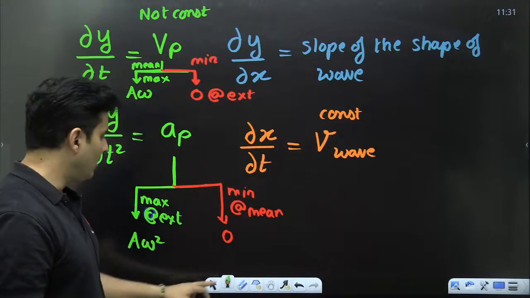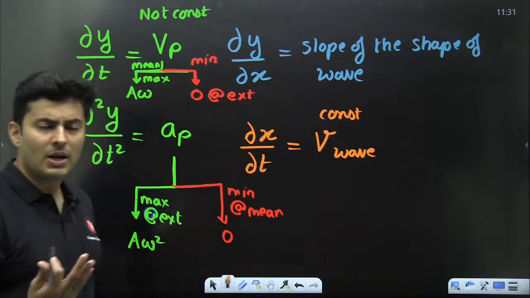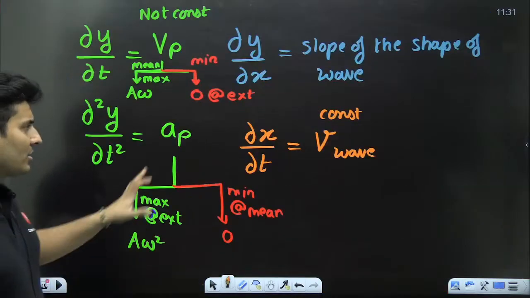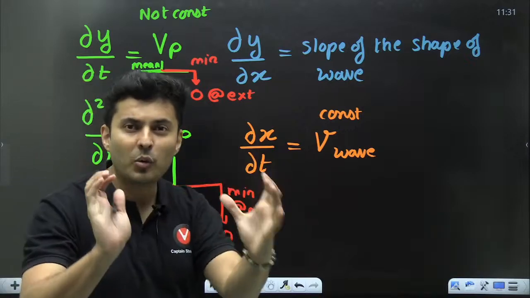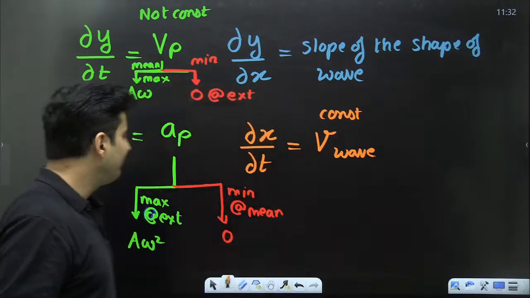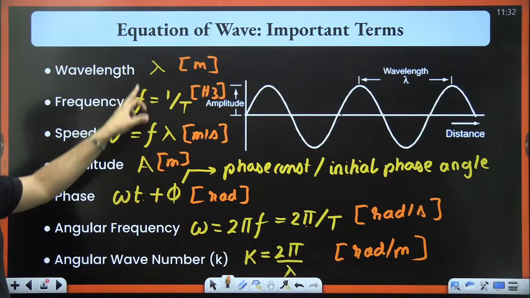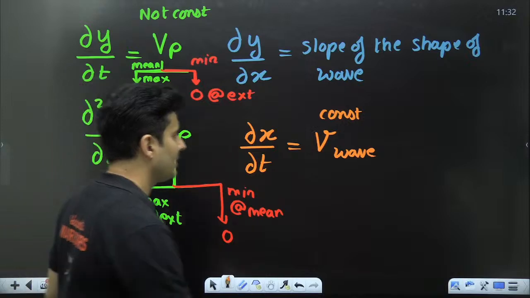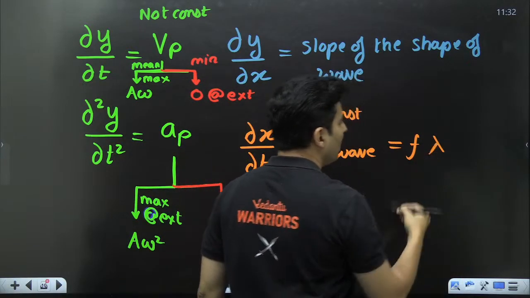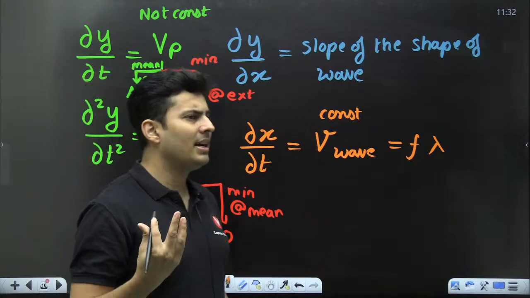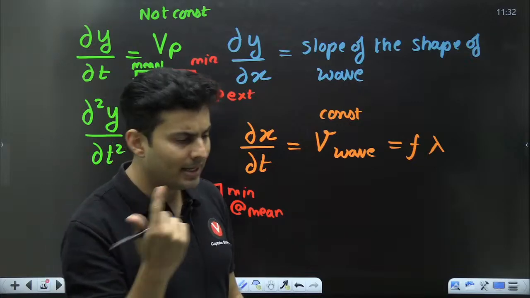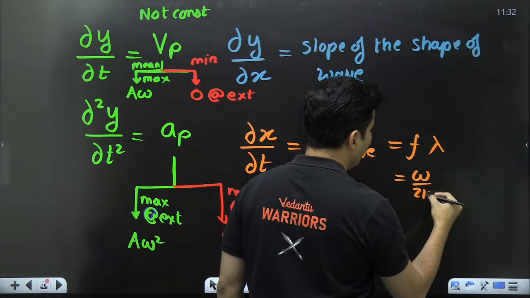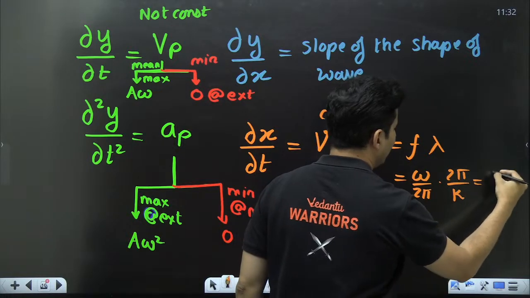Now, with regards to the wave speed, also remember the wave speed can be given in terms of the parameters which you use in the wave equation. We'll be coming to the wave equation in a bit. So one way of writing the wave speed is f lambda. If you don't like f lambda, you can write frequency as omega by 2 pi and lambda as 2 pi by k. If you do that, you will also get it as omega by k.